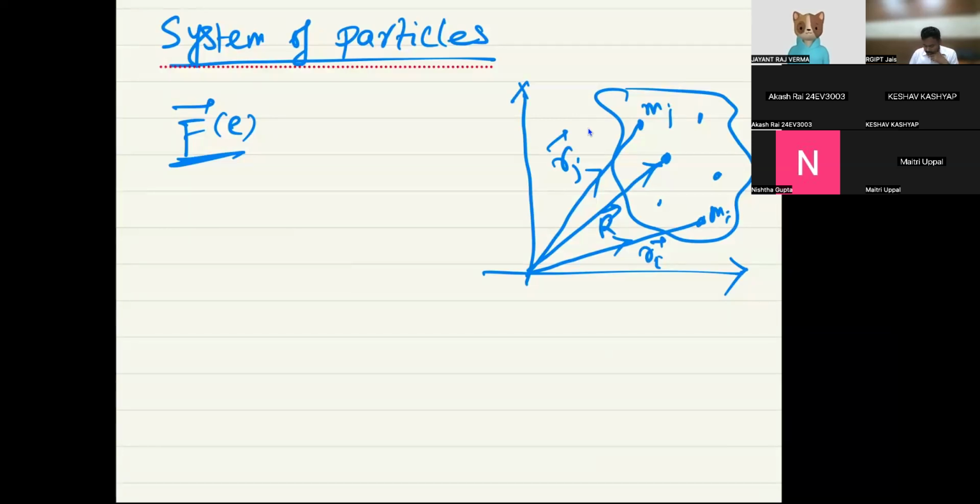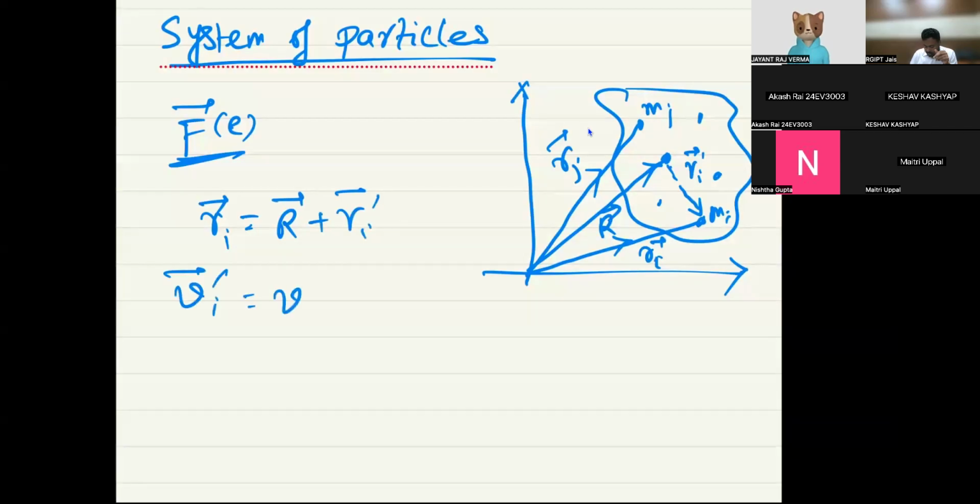For kinetic energy, we showed that this is the position Ri of the ith particle and this is the position R of the center of mass. The position of the ith particle from the center of mass is Ri prime. Then Ri is R plus Ri prime. If you take the derivative, you get the velocity: the velocity of the center of mass plus the velocity of the ith particle with respect to the center of mass. Sorry, this should be Vi prime.